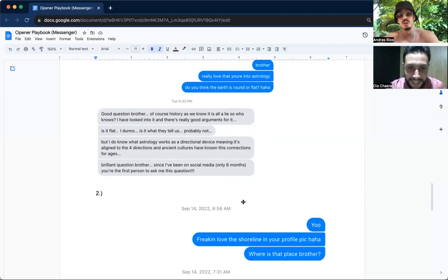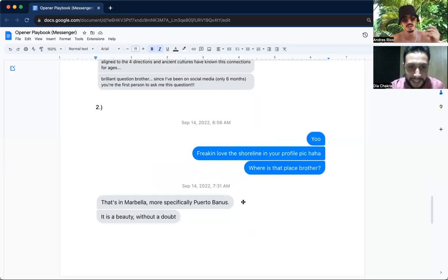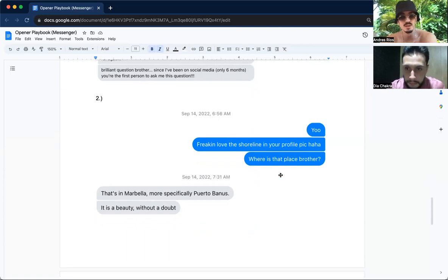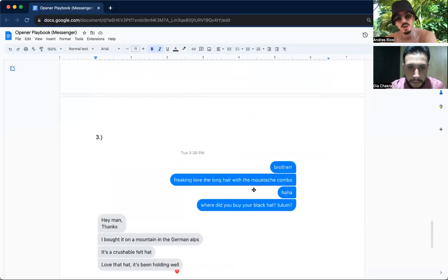So I can show you a bunch of these here. I think I just added a few, but I have a million. I can go into my Facebook DMs and just show you a ton. Yo, love the shoreline in your profile pic. Where is that place? I actually don't like this one at all. It's kind of basic, but he's like, that's in my way. Brother, love the long hair with mustache combo. Where did you buy your black hat? Tulum. Hey man, I bought it in a mountain.